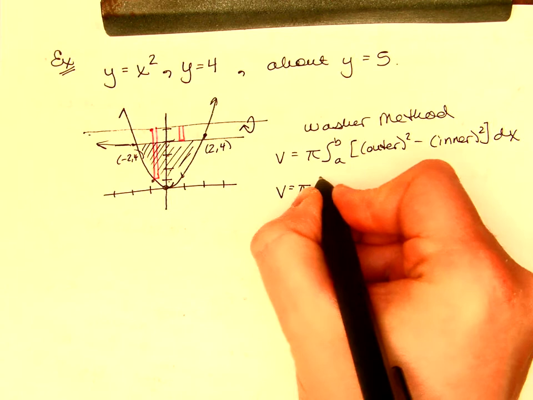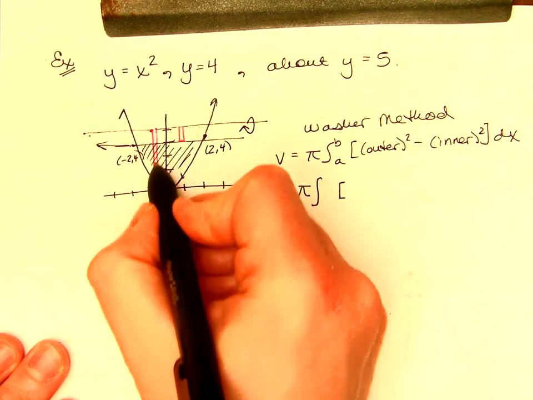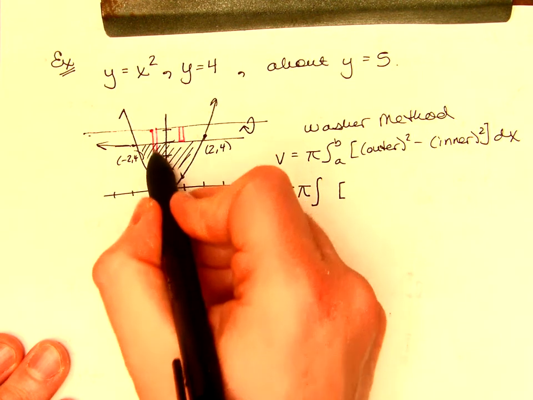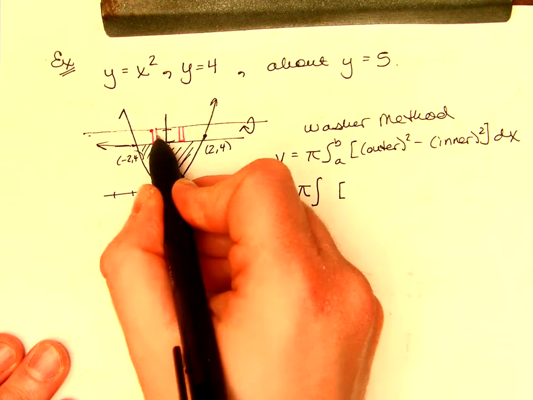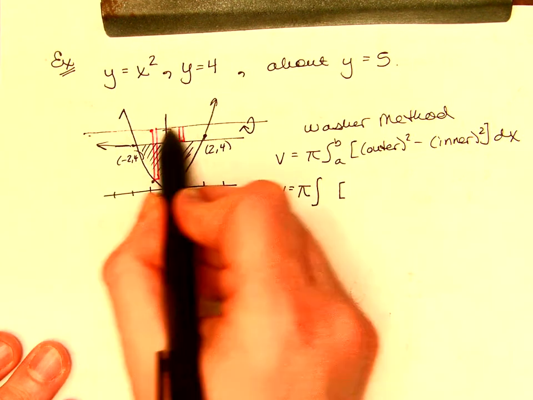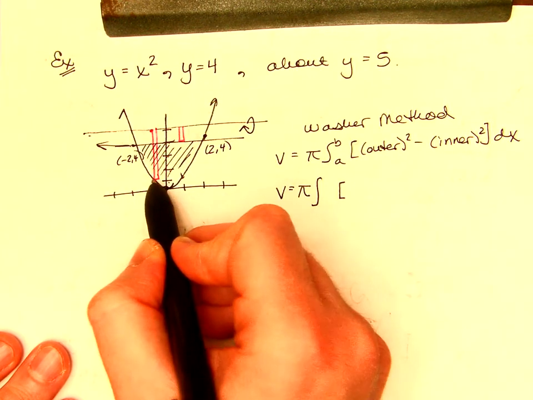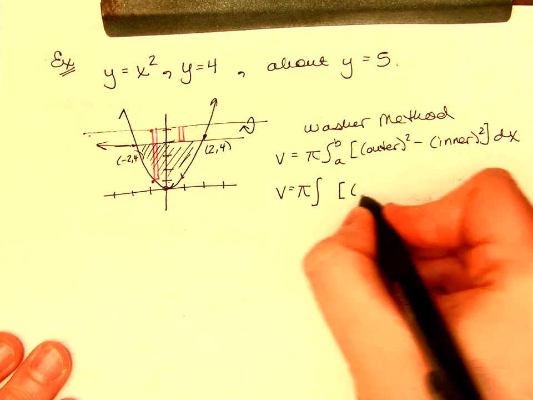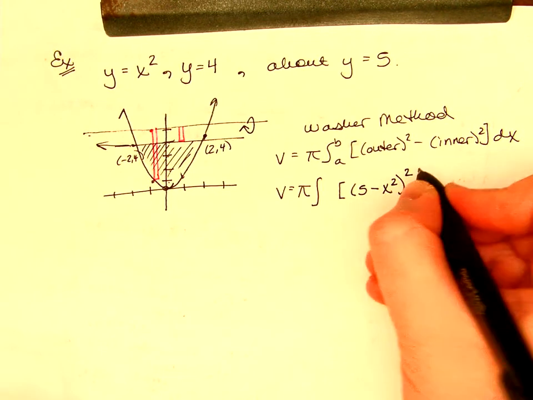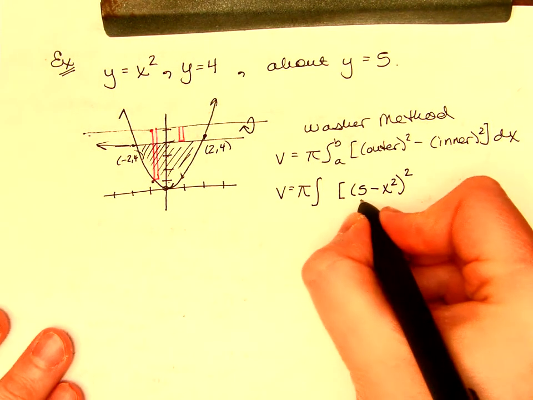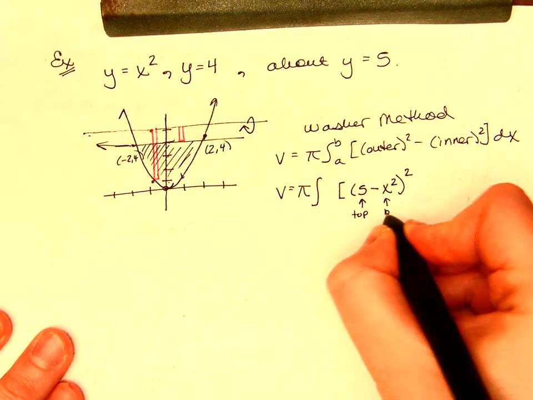Pi times the integral, I'll get the limits in a moment. My outer radius, this one over here. Well, the height of this rectangle is the top function minus the bottom function. On the top of the rectangle, I have that horizontal line y equals 5. On the bottom of the rectangle, I have the parabola y equals x squared. So my top minus bottom will be 5 minus x squared. I'm going to square that, and that's my outer radius. That 5 for the outer radius is my top. My x squared, that's the bottom.